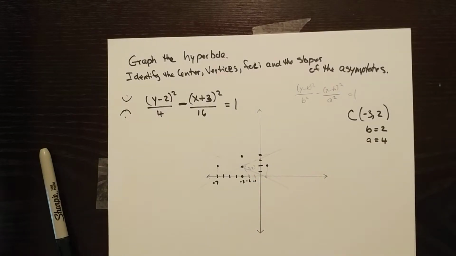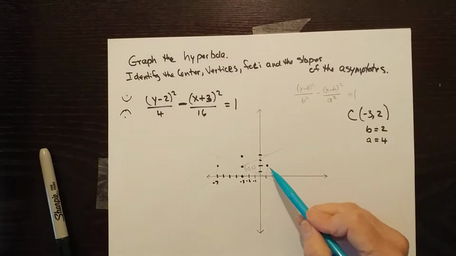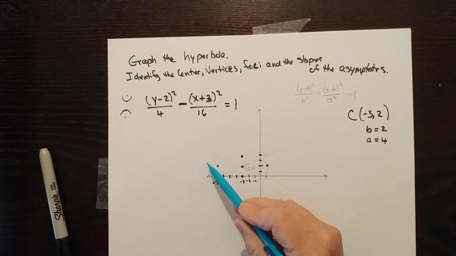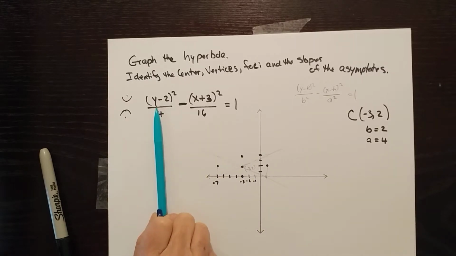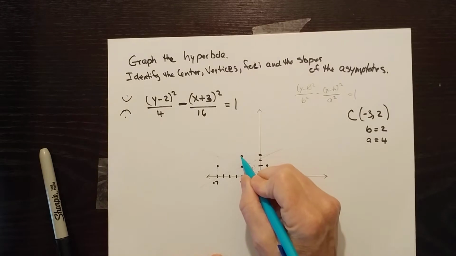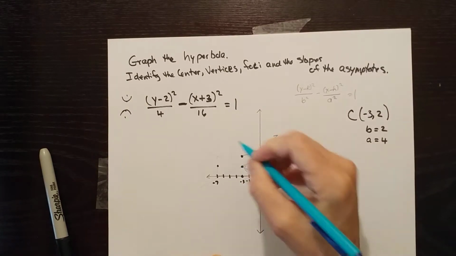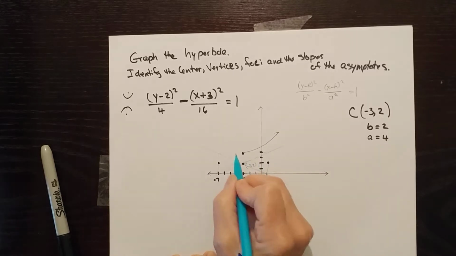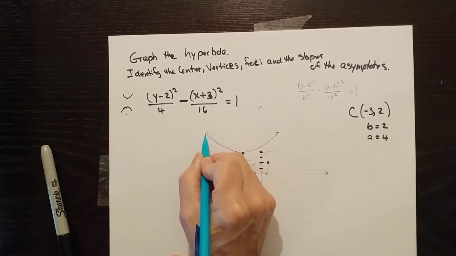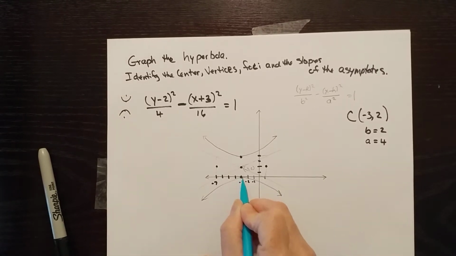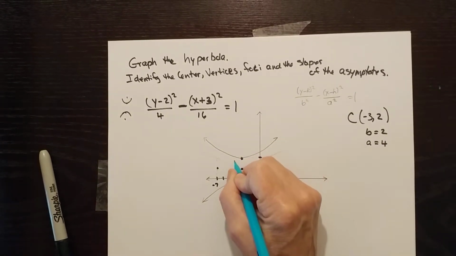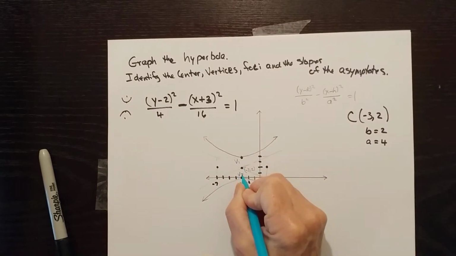I sometimes make the mistake of accidentally drawing my hyperbola facing this way, but that would be incorrect because in this equation the y term is the positive term. In this case, it's the one in front, so this tells me that my graph will be right here, and it's going to follow these asymptotes like this. Okay, this is my sketch. That means at this point right here, this is a vertex, and this is a vertex. Those are on the graph.